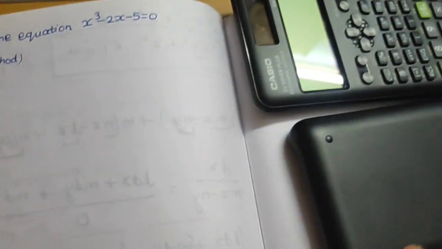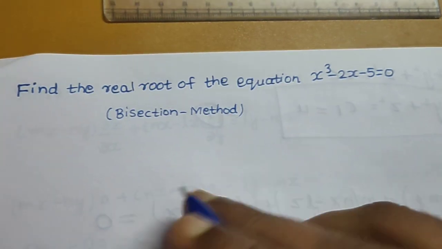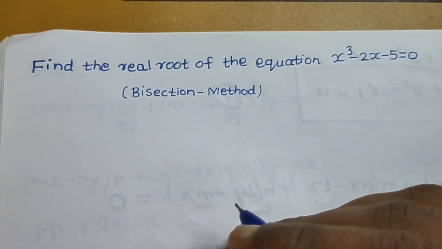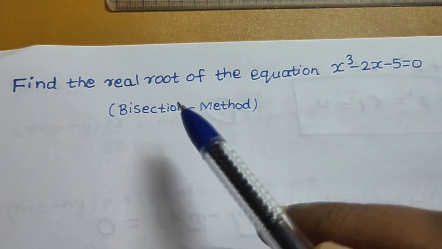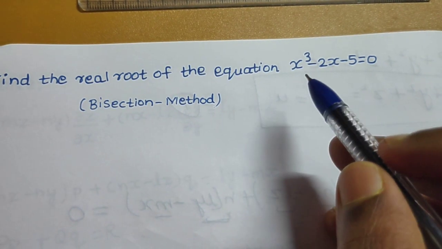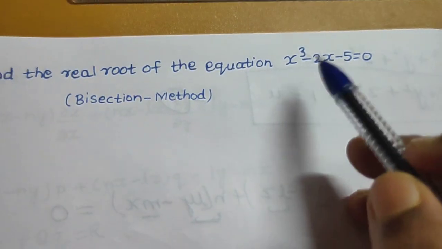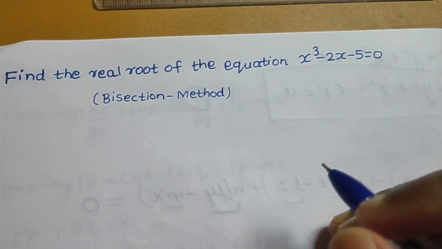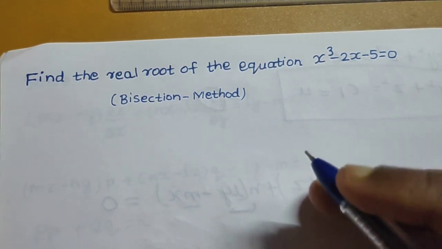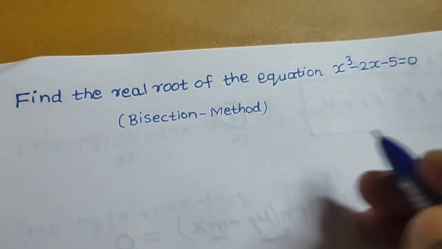Because I had to use the calculator and show some time-saving hacks of the calculator to solve this type of problem, that's why I'm using my phone to shoot the video. So we have to find the real root of this equation. The equation will be given, and we have to find the root numerically. You can find this root by other algebraic methods also, but the main aim of the bisection method is to find it numerically, with the help of calculations.